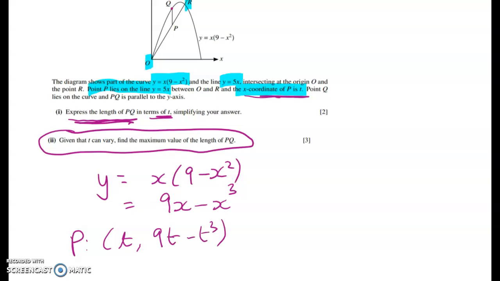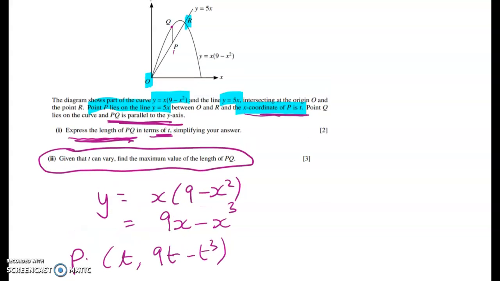What about point Q? Well, point Q is on the curve, and PQ is parallel to the y-axis. So what that means is we know the x-coordinate here is t, and so the y-coordinate is going to be 5t. And that's because the equation of that line is simply y equals 5x.